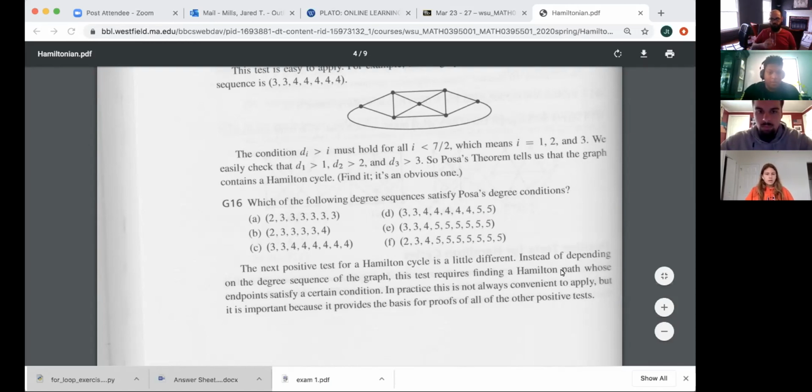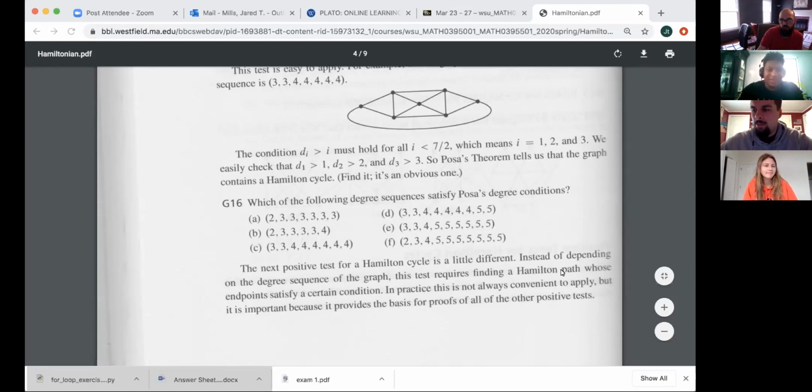Okay. In A, we had 1, 2, 3, 4, 5, 6, 7 vertices. So we divide that by 2, and that's 3.5. So you can have degrees of 1, 2, or 3. And the highest degree in this is 3. So we concluded that it's satisfied. Okay, so A does not satisfy. So why? Oh, because it has to be greater than 3. Yeah, strictly greater than, not greater than or equal to. Oh, so we did it the opposite way.